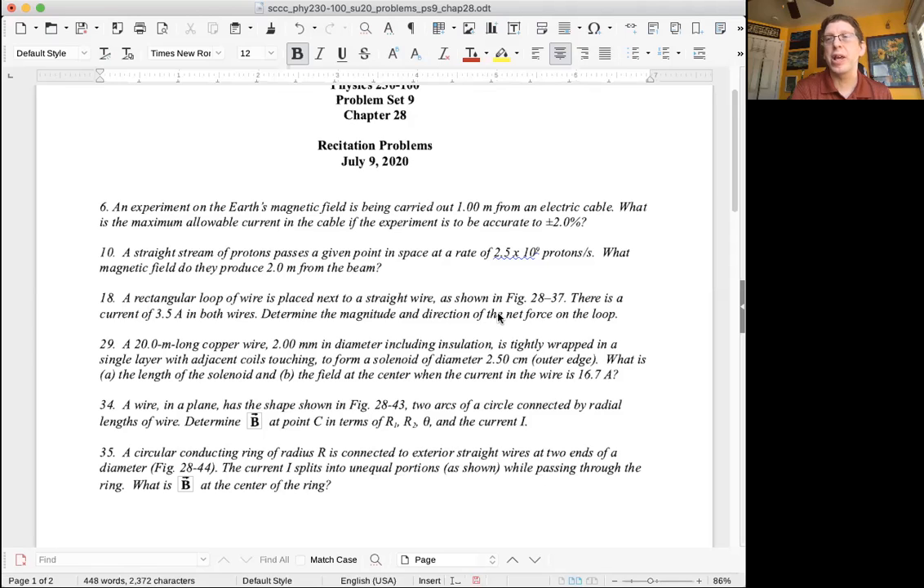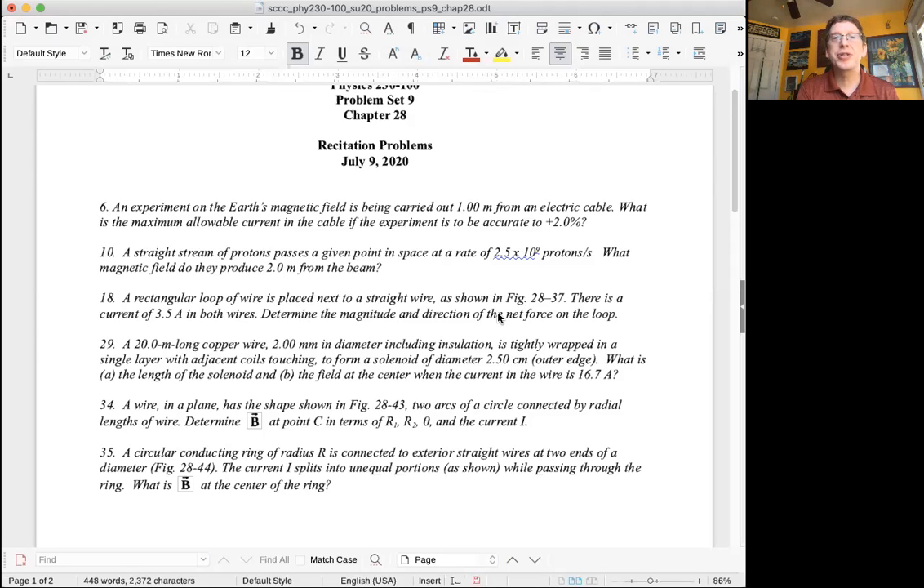So basically, what magnetic field is due to the current in the cable, and we can assume it to be a long straight wire, and we're a distance 1.00 meters away from it. So what current would be sufficient to cause a 2% error in a measurement of the Earth's magnetic field 1.00 meters away? Take 5.00 times 10 to the negative 5 Tesla as the magnitude of the Earth's magnetic field.